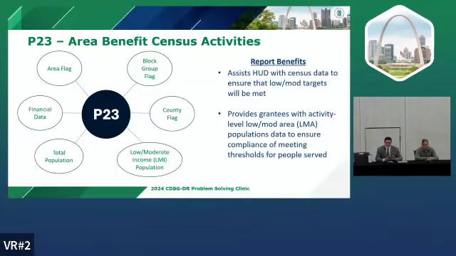We're trying to fix it. It's going to happen soon. But and by soon in DRGR years, it's soon. It's going to be in December. That's really fast. That's lightning speed. But this report, anything where you've chosen area benefit census is going to be in here.